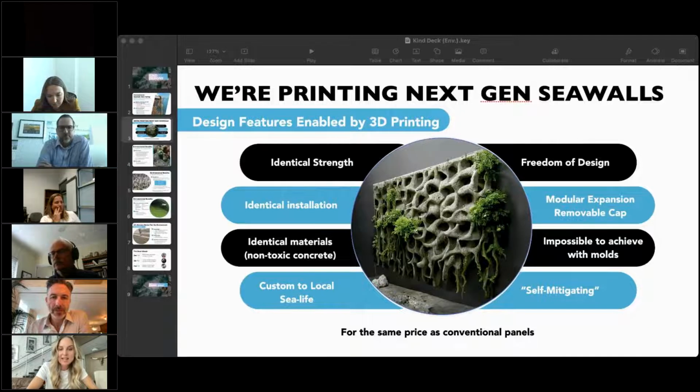And because of all of that, this panel becomes self-mitigating. So you don't have to offset negative impact of the panel, because it actually has a positive impact on biodiversity and also some carbon sequestration, which I will talk about.